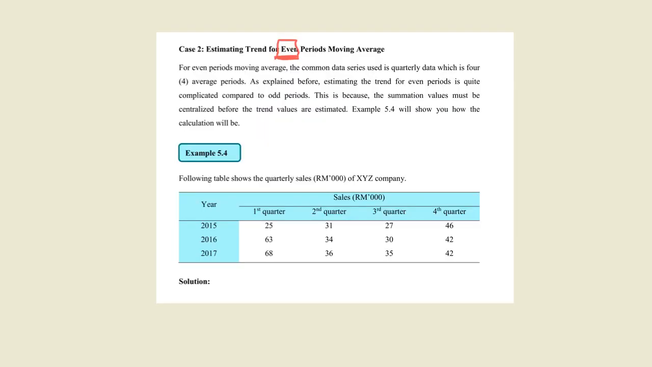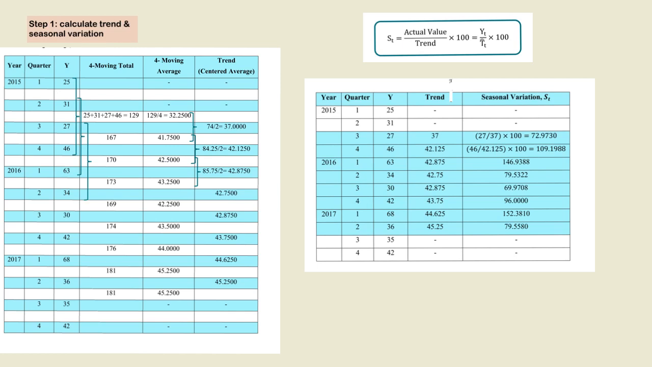So in this case, example 5.4, this is estimating trend for even periods moving average. What does it mean by even number? The average period that you have in this question is first quarter, second quarter, third quarter, fourth quarter. So there are 4 quarters. So this is an even number, or the average period that we have in this example is an even number. Okay, so step number 1, calculate trend and seasonal variation.